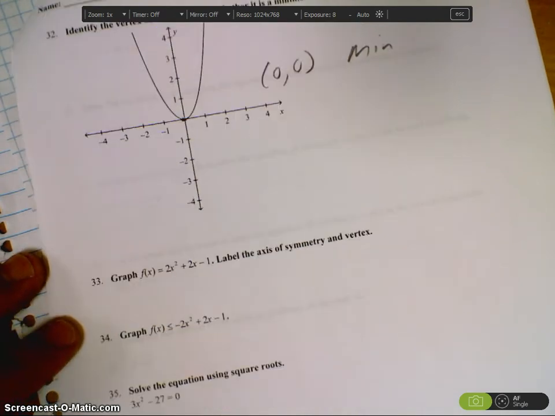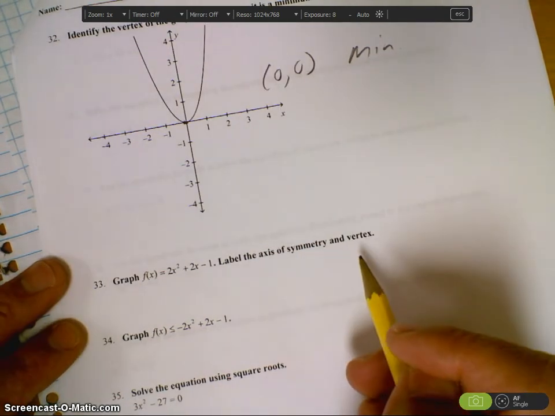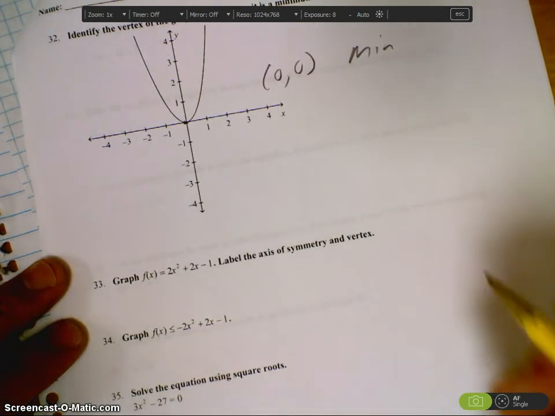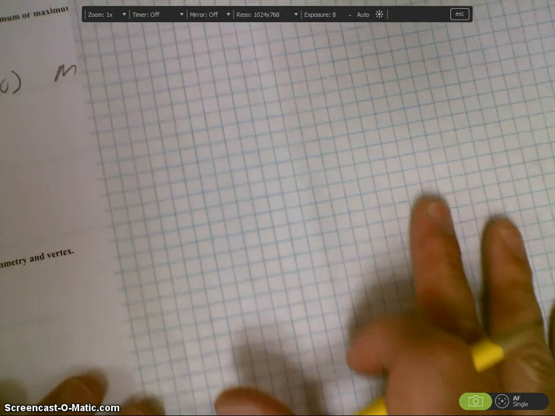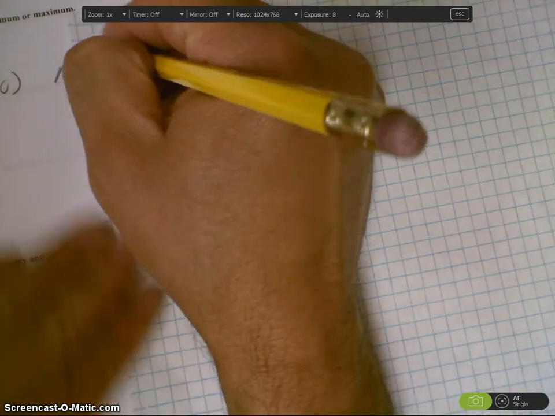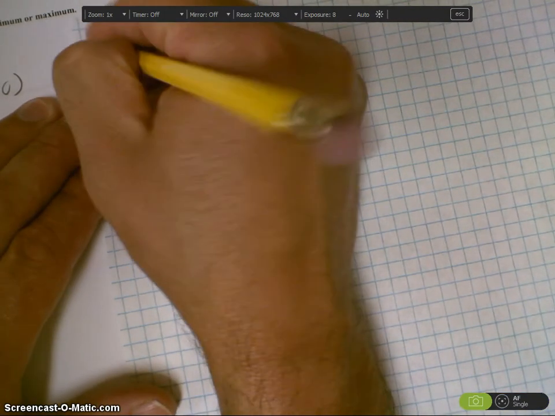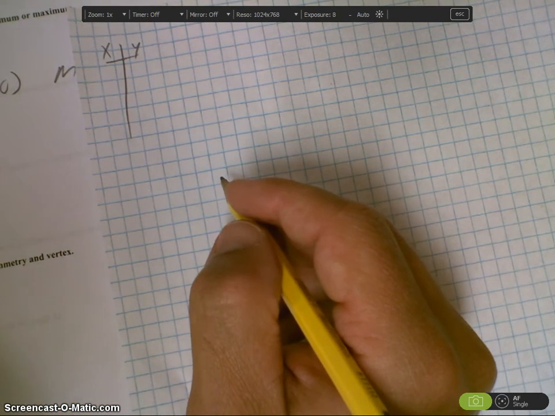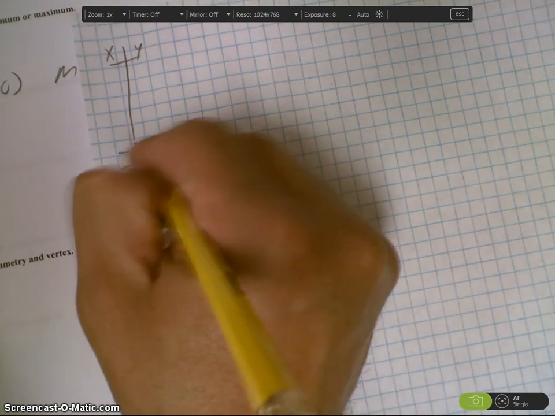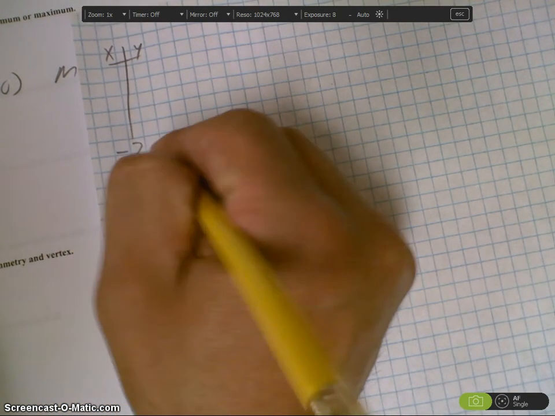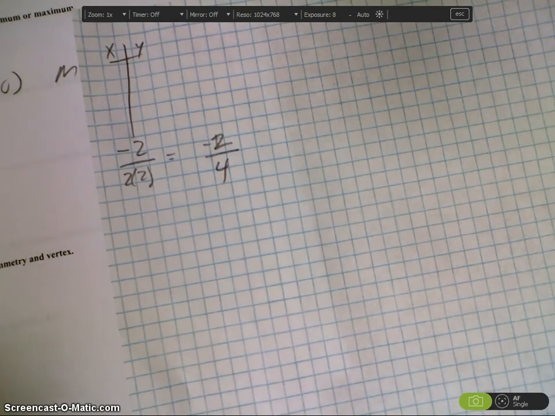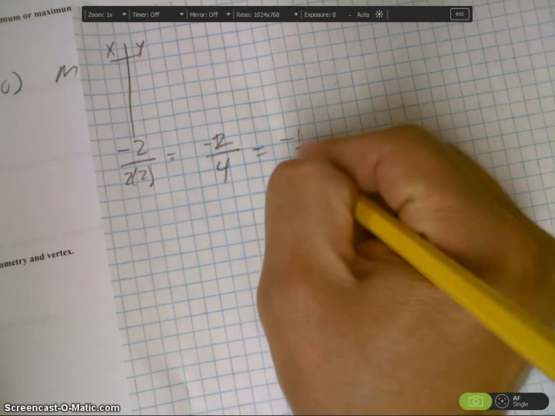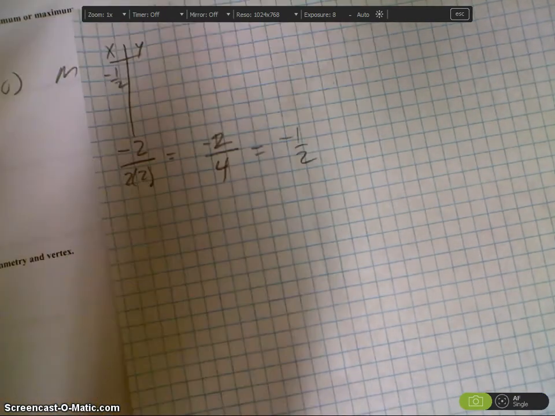And then 33, we need to label the axis of symmetry and the vertex. So we're going to graph the whole thing. All right. So this is a negative b over 2a problem to find the vertex. So this is how we did these. We drew a t-chart, x, y. We did negative b over 2a. Negative b is negative 2 over 2 times 2, which is negative, I'll skip any steps, negative 2 over 4, which is negative 1/2. And that's the x value of my vertex.